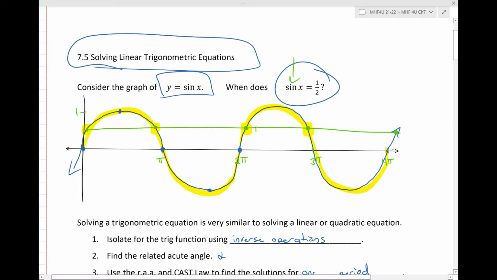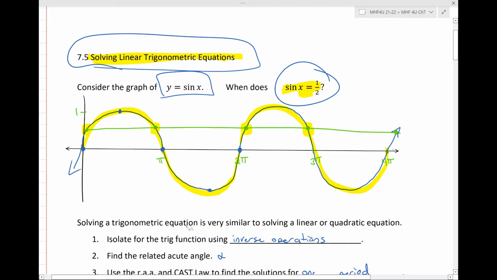All right, so where we're going to look right in here is we're going to solve these linear trigonometric equations, meaning we're going to be given equations like this, and we need to find the solution. We need to find the x values that make the statement true, that make this equation true. So if we're solving a trigonometric equation, then it's actually going to be pretty darn similar to how we've solved linear or quadratic equations in the past.